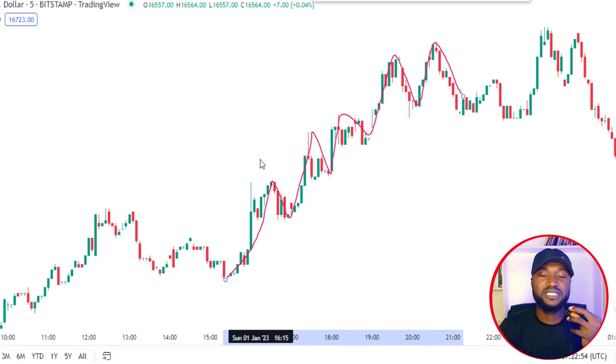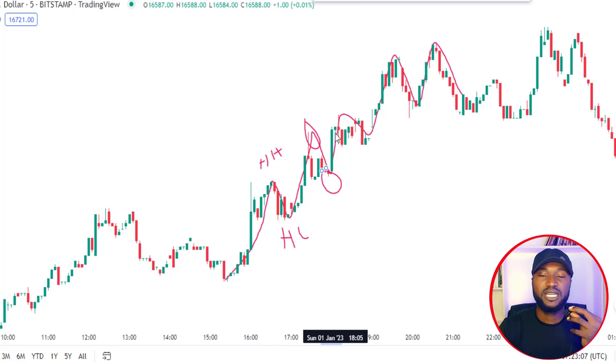So we can see a series of higher highs being formed. This is a higher high, and then this is a higher low. Then another higher high was formed, and then another higher low. A higher high was formed, another higher low. A higher high was formed, another higher low.